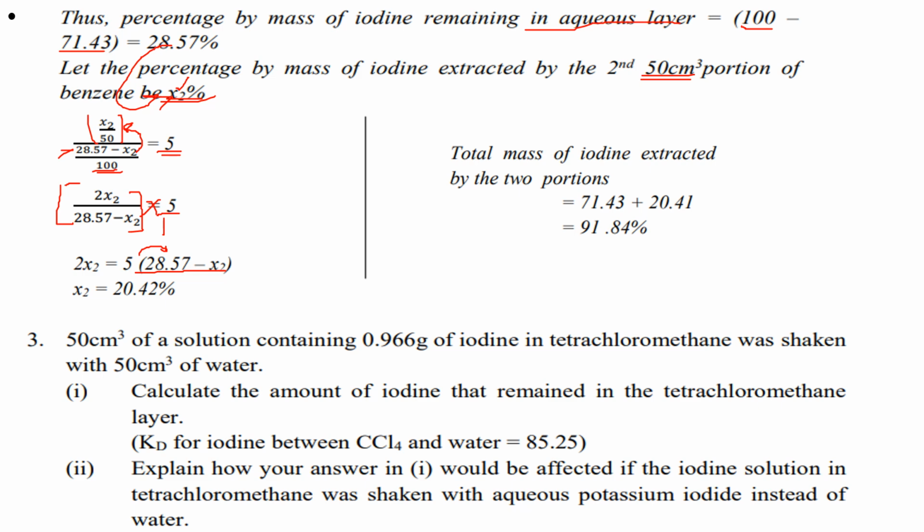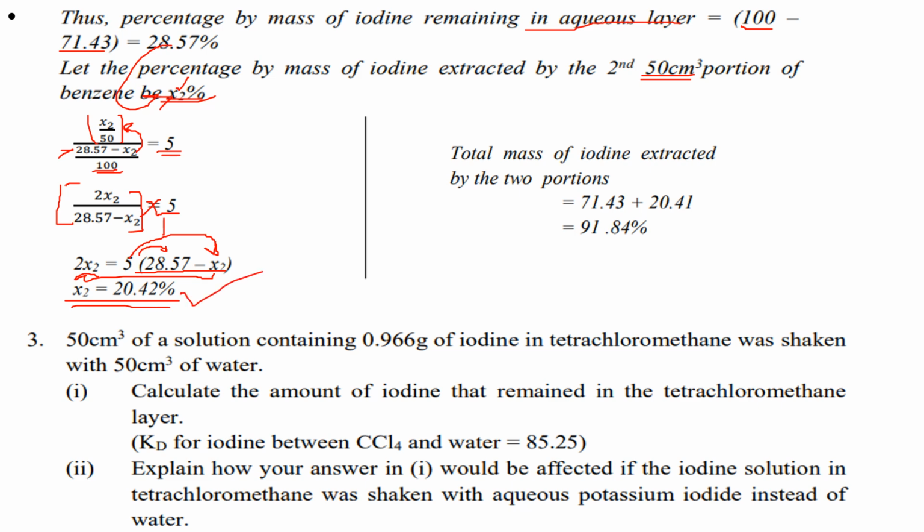So it will be 5 times 28.57 and also 5 times x2. Now this will be negative 5x2. Then you bring negative 5x2 to this side. It will become 7x2. After that you divide it and you end up with your answer being 20.42. So this is the mass that we extract in the second extraction.